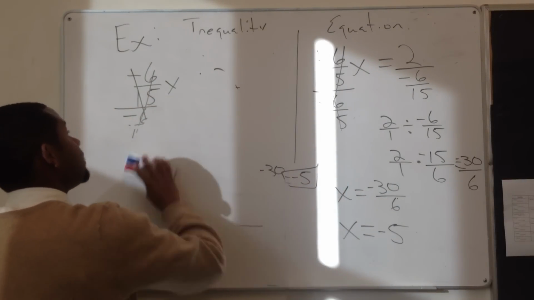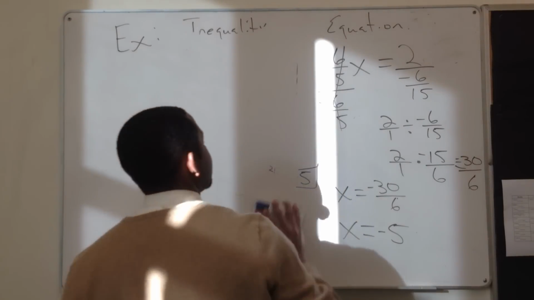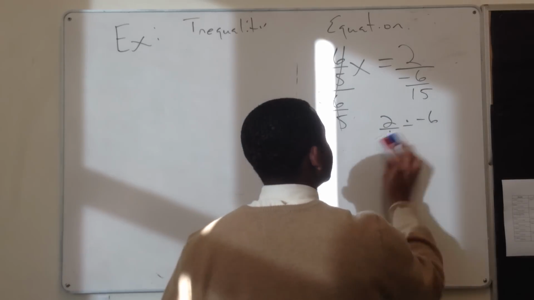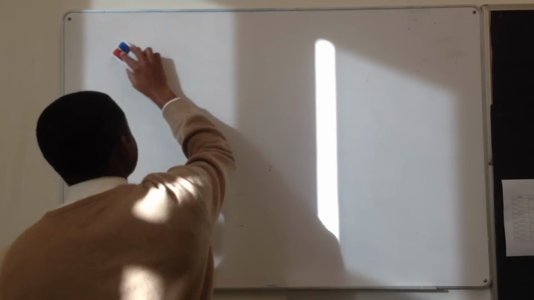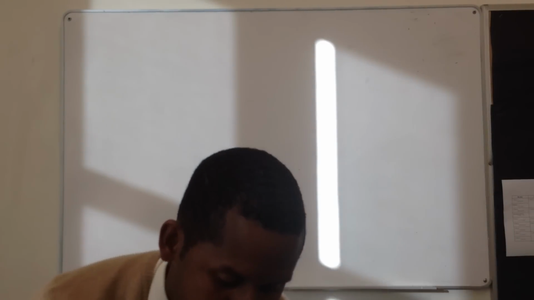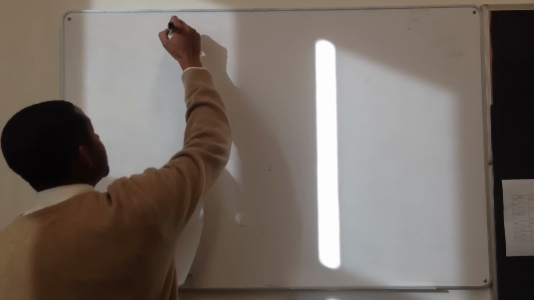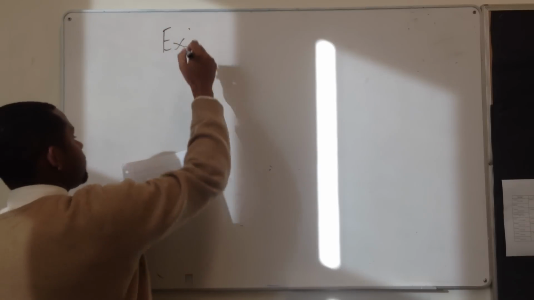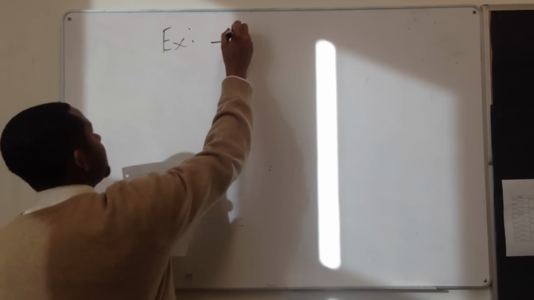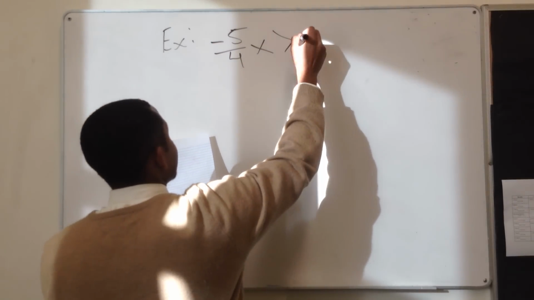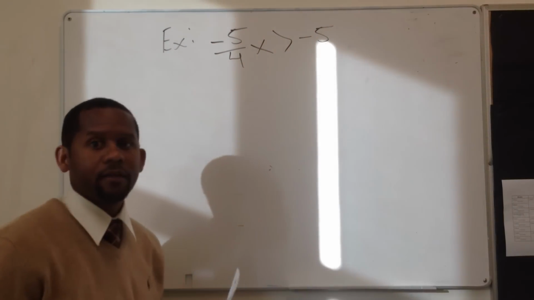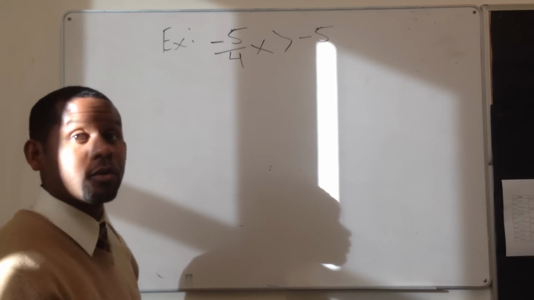Okay? So now, we're not going to do equations with inequalities anymore. We're just going to do inequalities. Hopefully, you've seen the connection. All right? So, this next example says negative 5/4 x greater than negative 5. You solve that on your own right now.